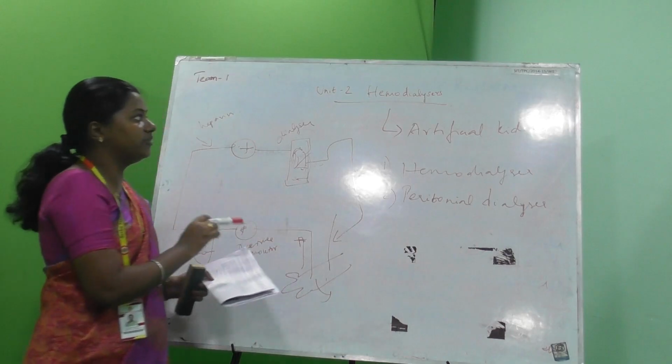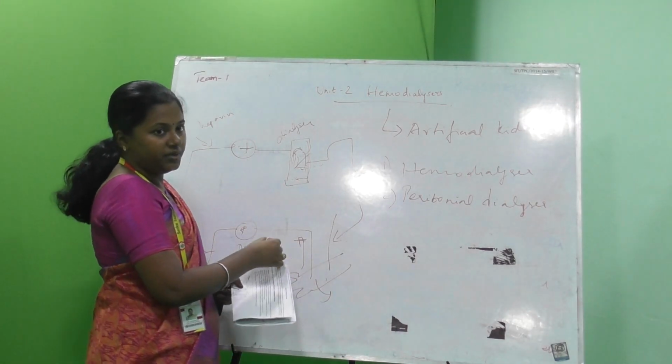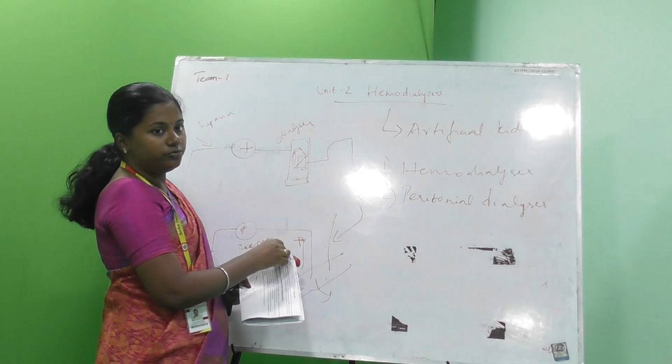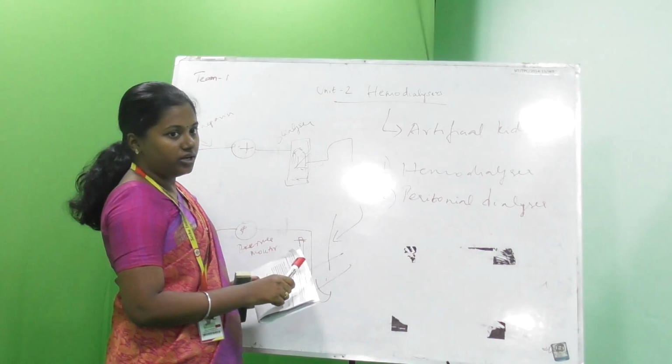This is the process of hemodialysis. It takes place three times per week. One dialysis process takes up to 3 to 4 hours.